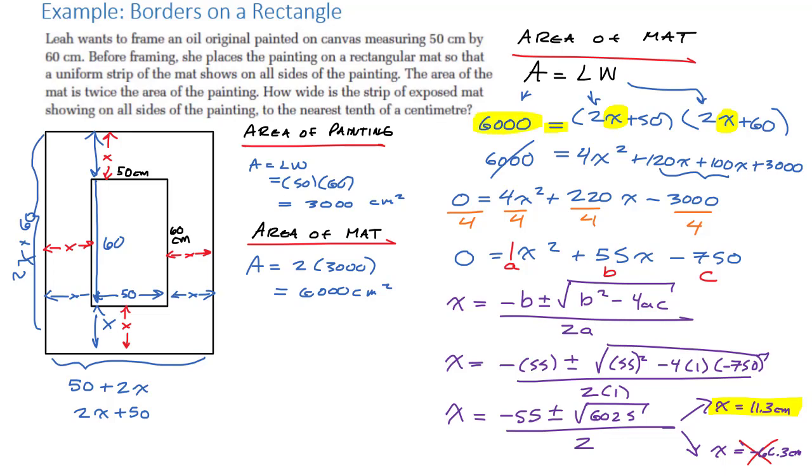There are two possible answers. 11.3 can go in there, or negative 66.3, right? And we said negative 66 doesn't make sense, okay? So that's our final answer. Our final answer for the width would be approximately, right? So what does it say? How wide is the strip? So the strip width is approximately 11.3 centimeters. There you go.